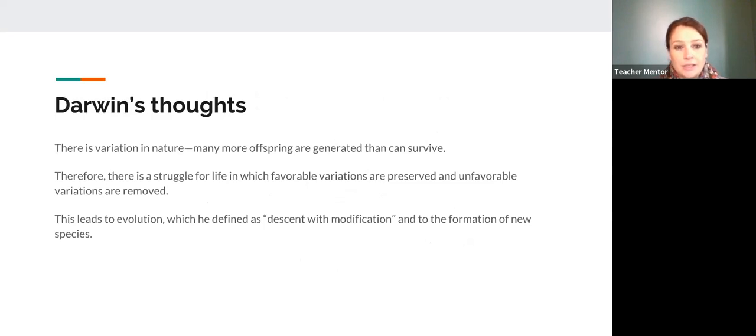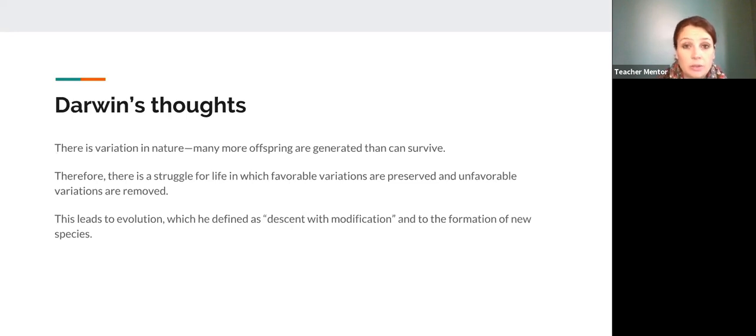So all of this variation proved something to Darwin. He noticed that natural selection was taking place. In order to survive, these birds had to adapt. Again, there's variation in nature, and the birds would lay many more eggs than would actually survive. So there is a struggle for life, where favorable variations would be passed on from generation to generation, and the unfavorable variations would be removed.